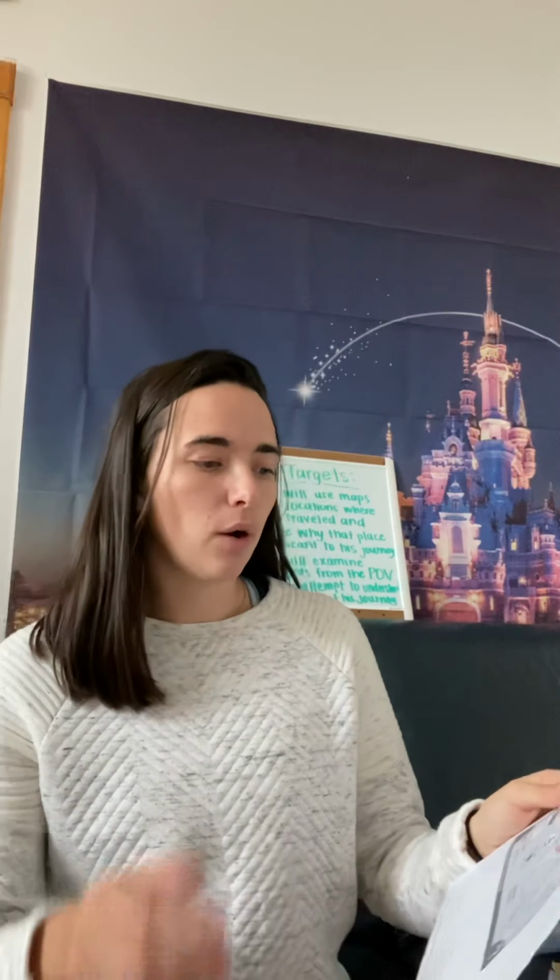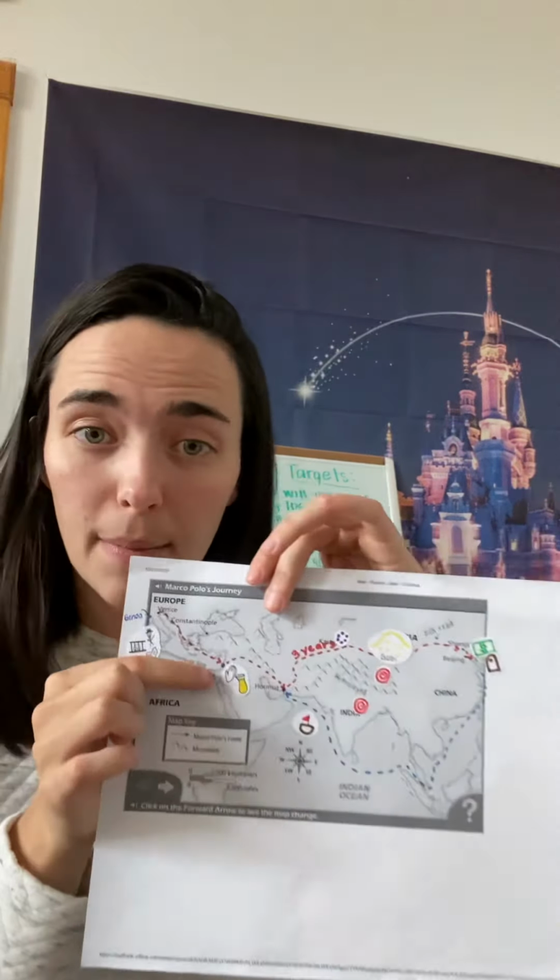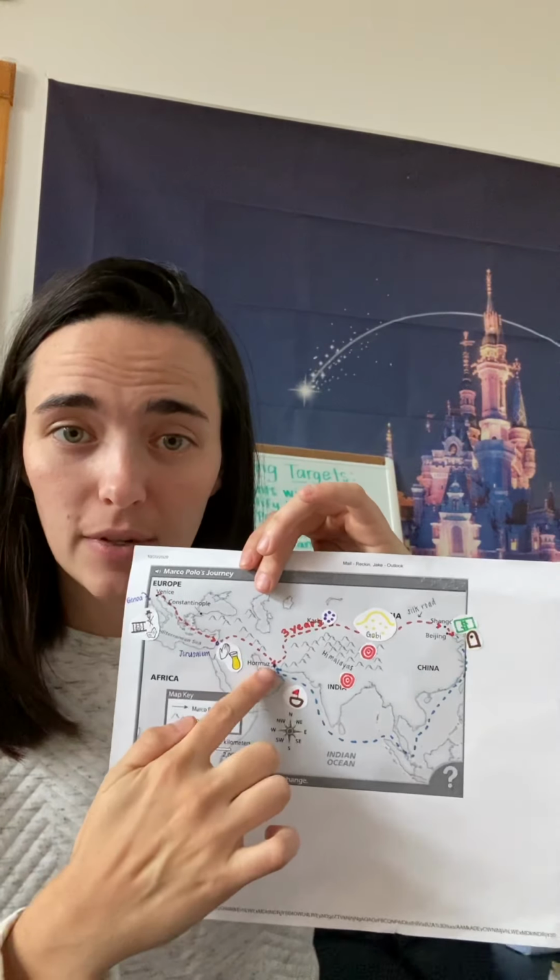A couple things that we talk about on the guided mapping are a whole bunch of different places that he stopped and what he did, such as Jerusalem, which is one of them. Hormuz is another one, which is right here.